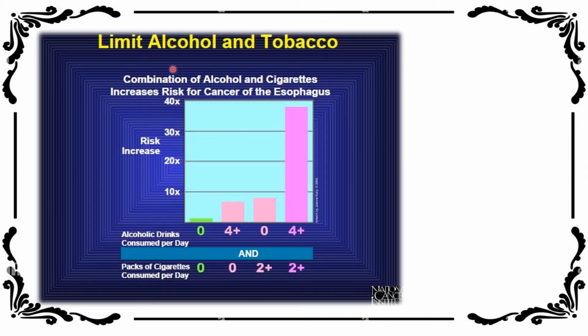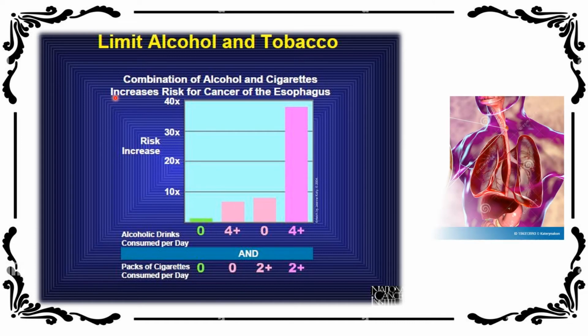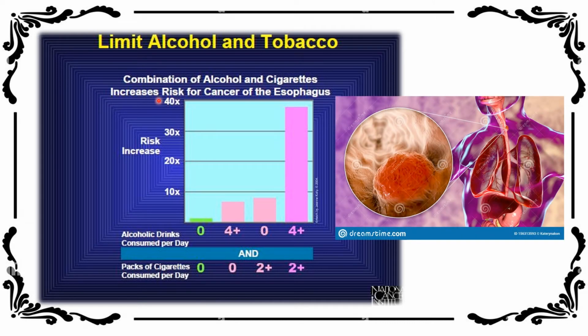Okay, so you have to make sure to limit your alcohol and tobacco intake. So this image shows an example of a combination of alcohol and cigarettes increasing the risk for cancer of the esophagus. So if you combine these, no, if you drink 4 times a day, yan, 4 times a day plus 2 packs of cigarettes that you consume per day, so meaning you are 40 times or almost 40 times at risk for developing cancer of the esophagus.